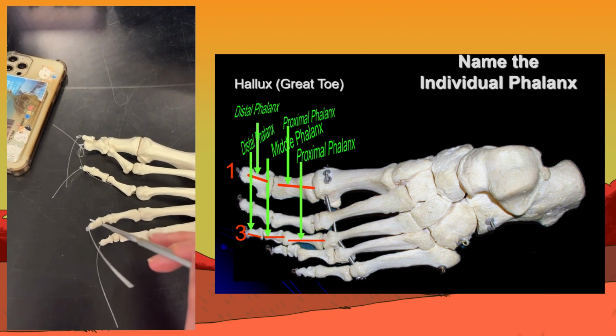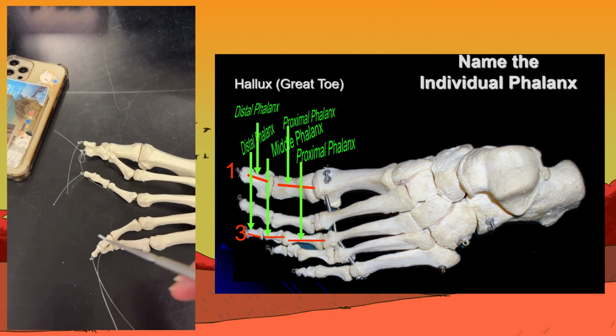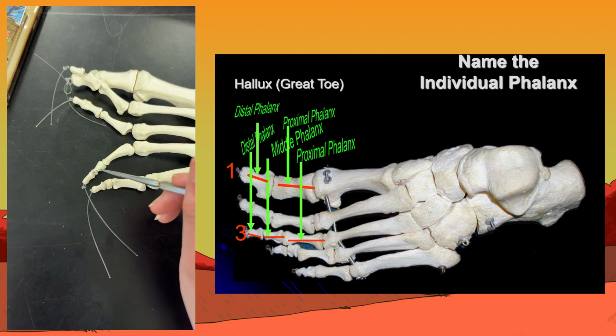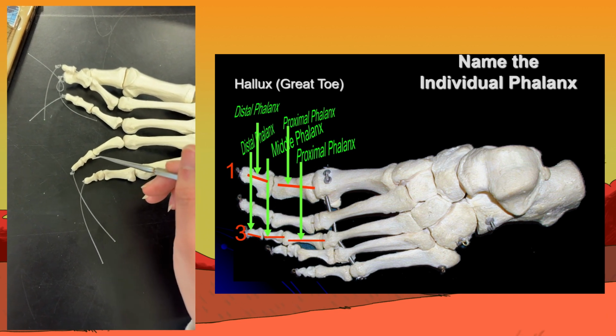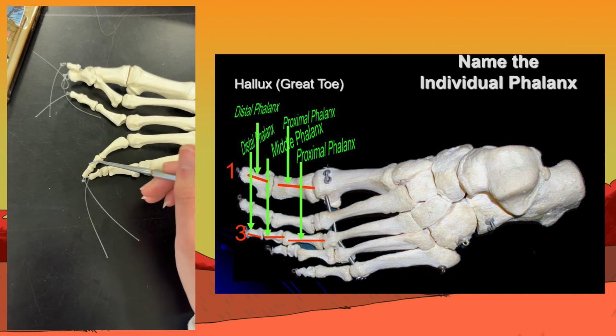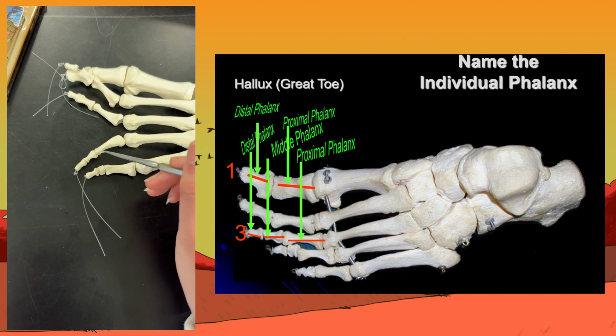This also counts as your distal phalanx right here. And then the small little area right in between your distal and proximal is your middle phalanx. It's right in the middle, right in between.